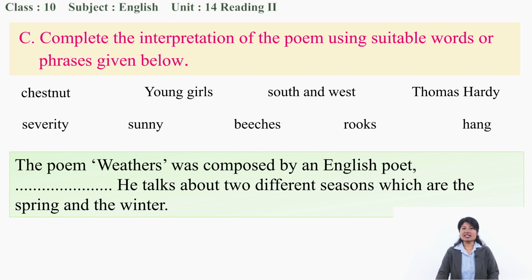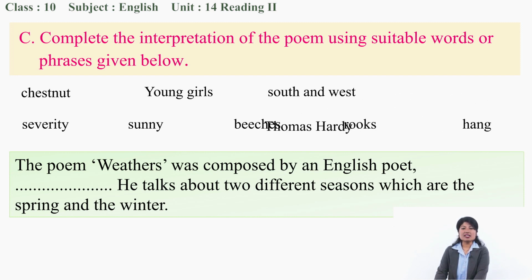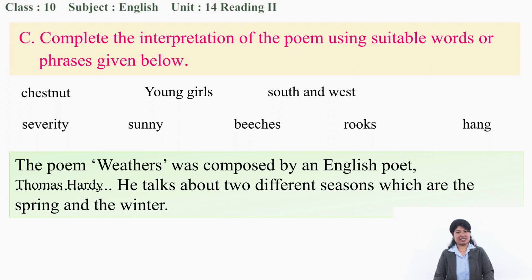So you will get the summary interpretation of this poem. Here it starts: the poem Weather was composed by an English poet. What's the name of the poet? Of course, Thomas Hardy. He talks about two different seasons, which are spring and winter. See, how clearly we understand the poem. The poem is Weather, composed by Thomas Hardy, and it talks about two seasons, which are spring and winter.